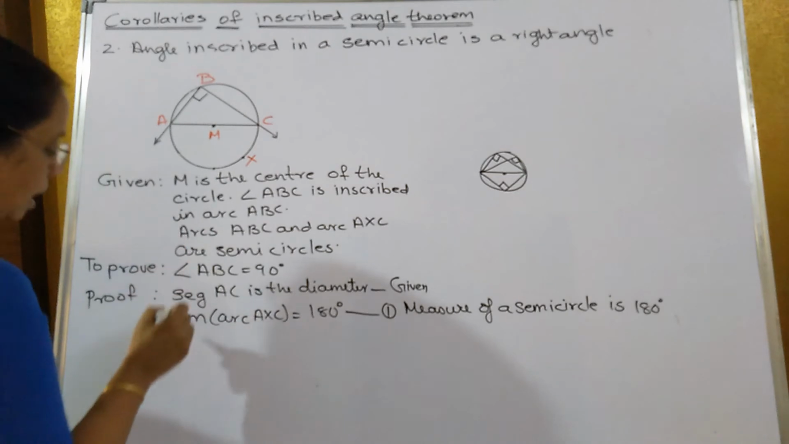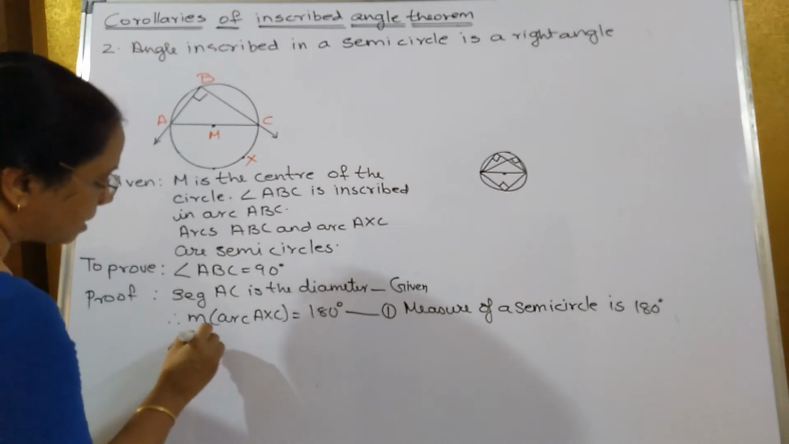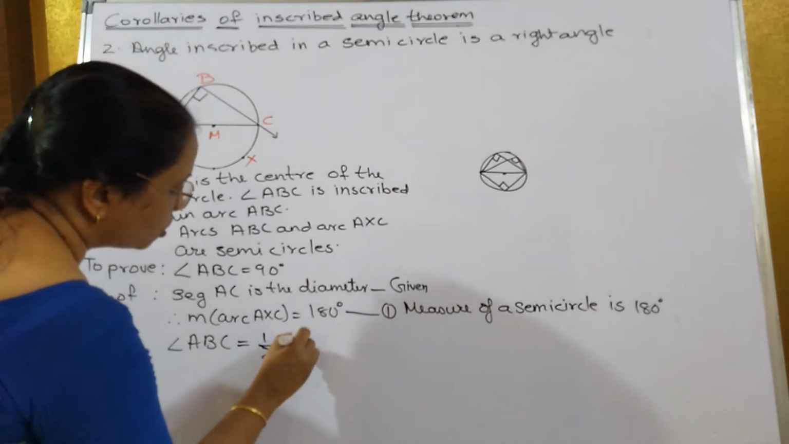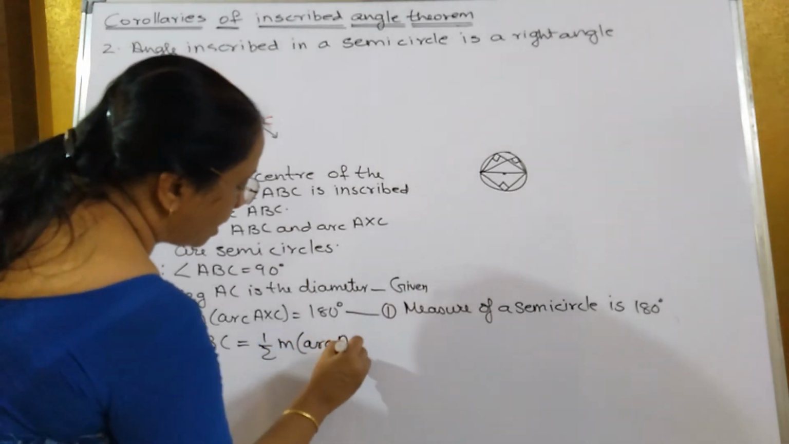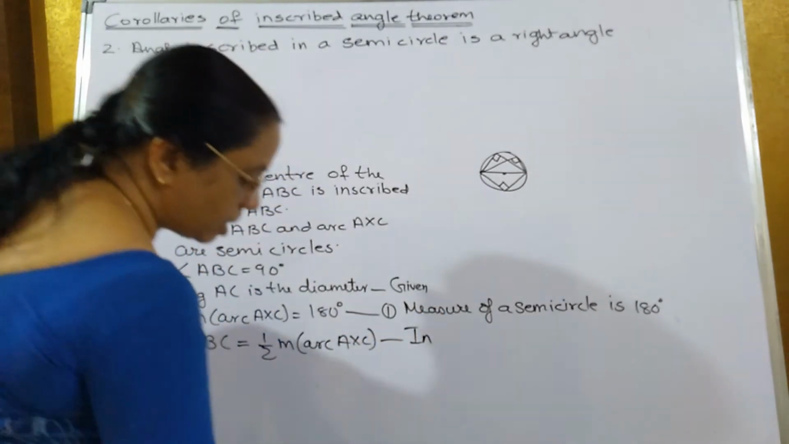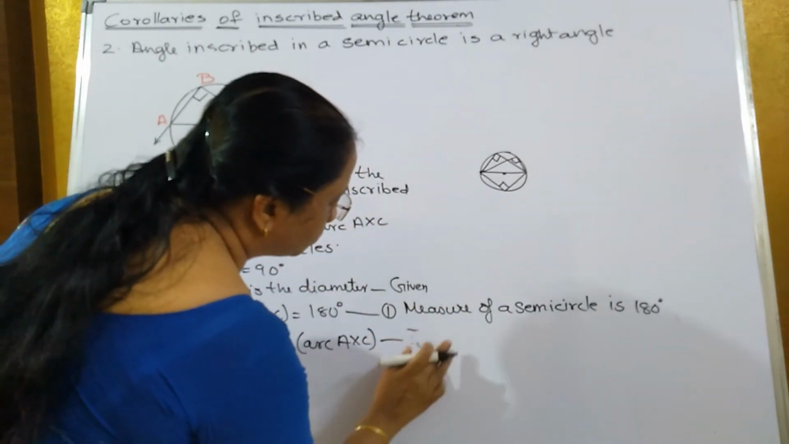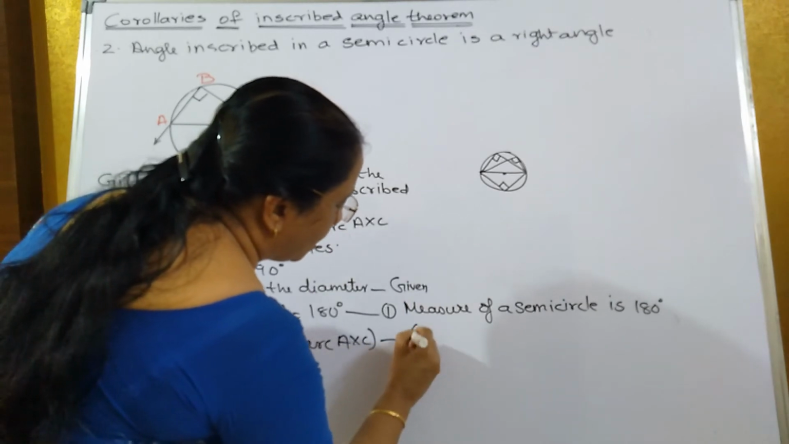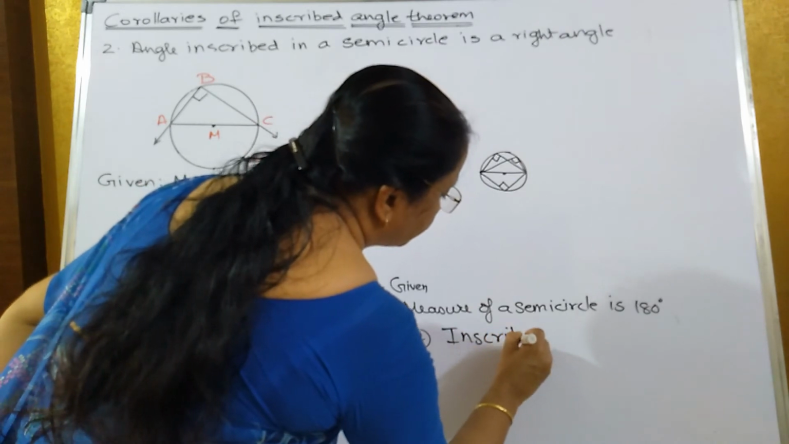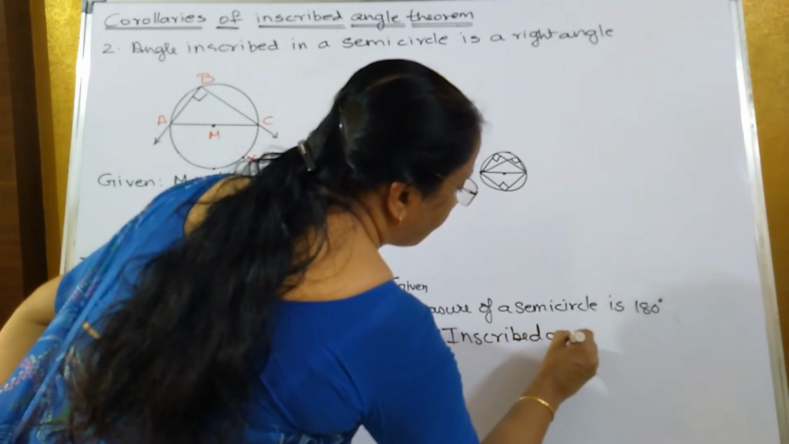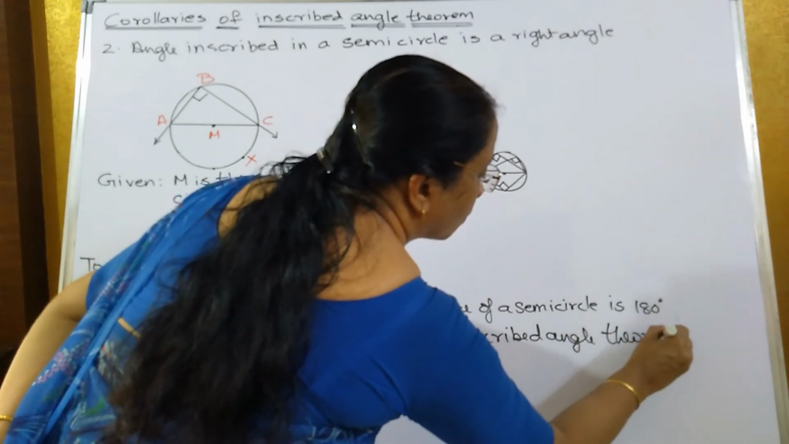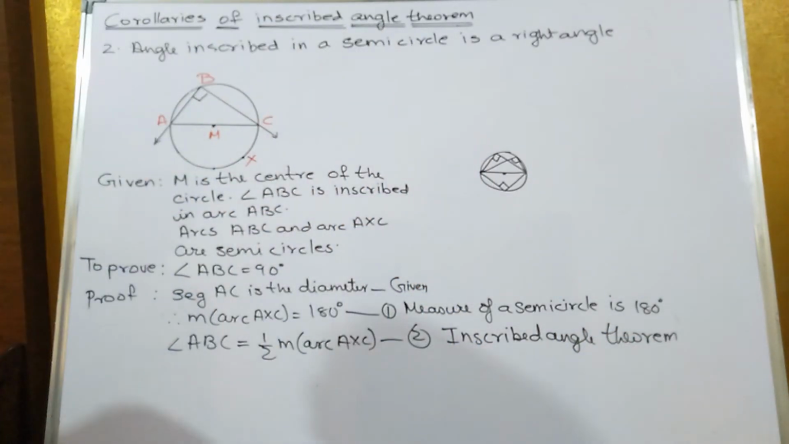Angle ABC, let us take that as 1. Angle ABC is equal to half of measure arc AXC. Reason, what we'll write? Inscribed angle theorem. Let us take that as 2. And reason, what we'll write? Inscribed angle theorem from 1 and 2.